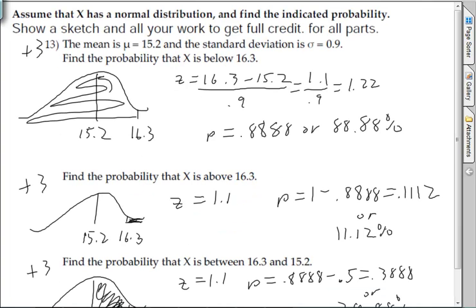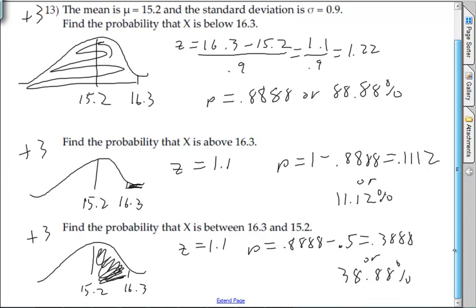On 13, we find the z-score again, make the sketch, 1.22, look that up in your z-table, and there it is, about 88%. On the second part here, we want the area to the right, so we take 1 minus that, which gives us about 11%. And then the third part, area between, well, we know that there's 88% below, and what's below the middle is 50%. So you just take 50% away from the 88% and you get about 38, 39% there.